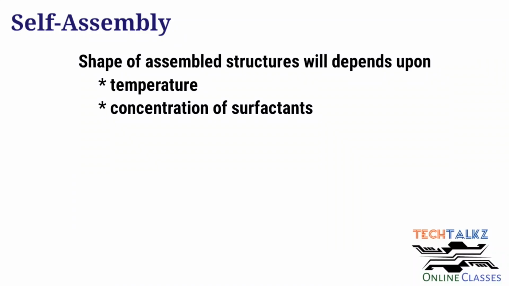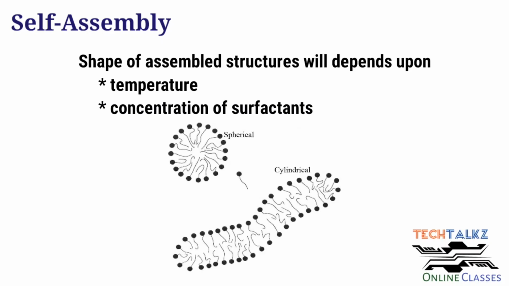You can also note the shape of micelles. It will depend upon the temperature and the concentration of surfactant molecules in the liquid. If the concentration of surfactants is very small, then there will not be any self-assembly or self-grouping. If we increase the surfactants, there will be self-assembling or self-grouping, and you may get spherical or cylindrical structures.